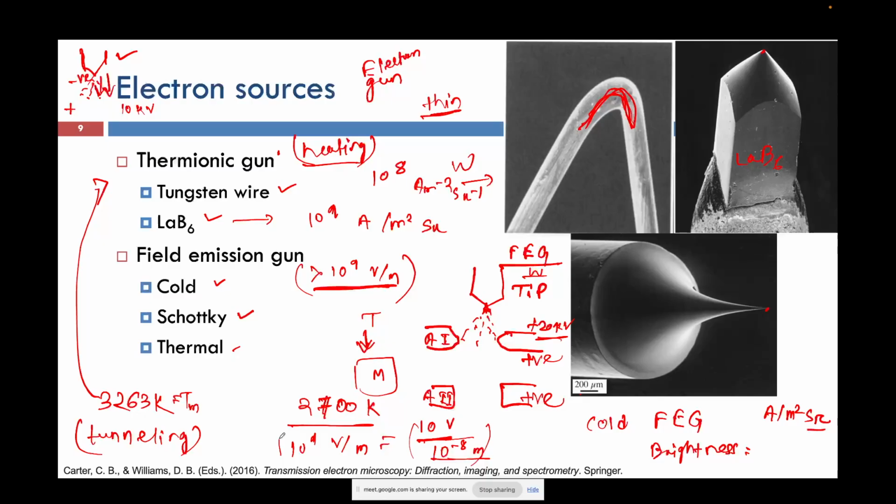So instead of reducing the tip size, we increase the potential and keep the tip radius in a somewhat medium range, so that we still get 10 to the power 9 volt per meter. That is the reason the tunneling will happen, and due to the tunneling we will get a beam of electrons. There are three types of field emission gun: cold, Schottky and thermal, right?